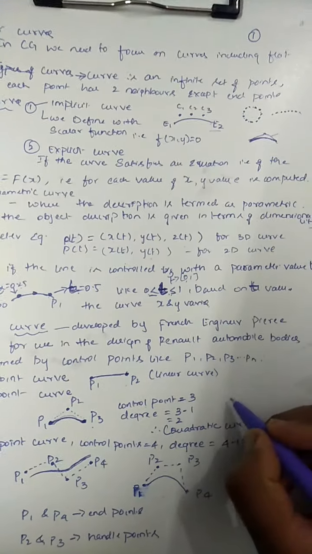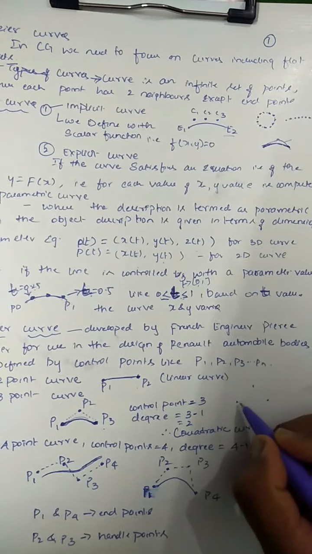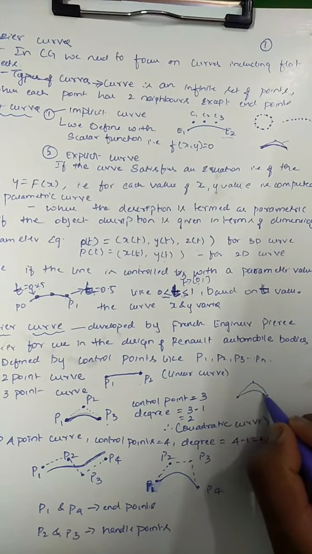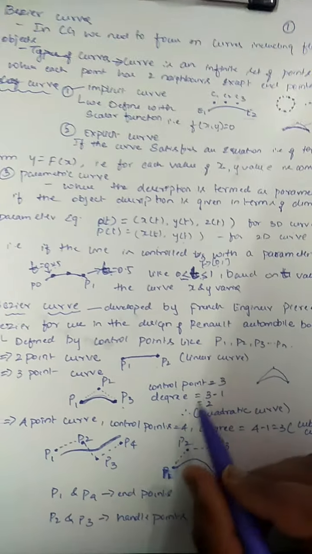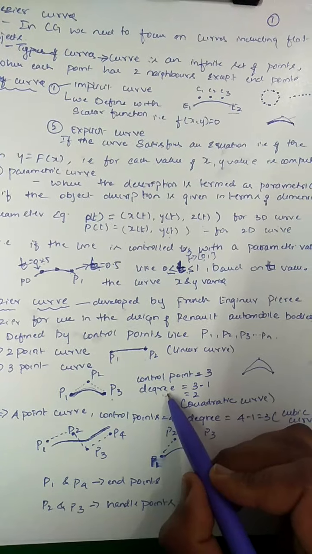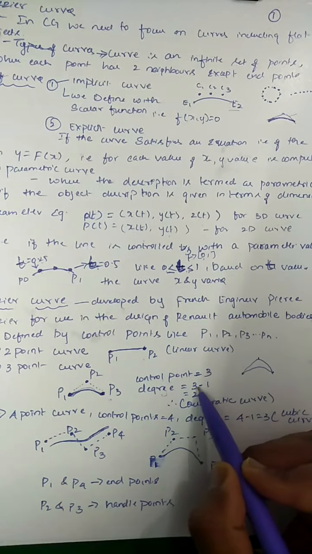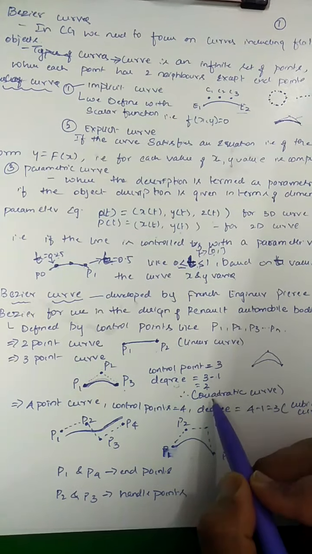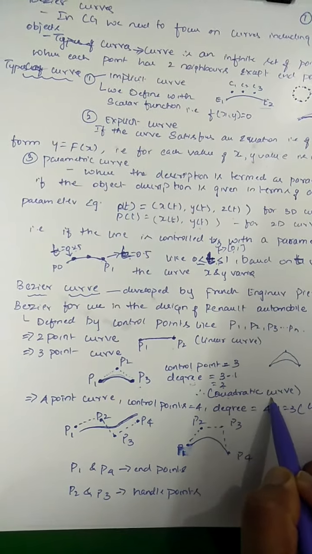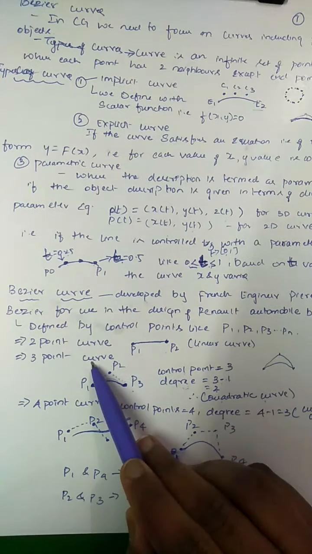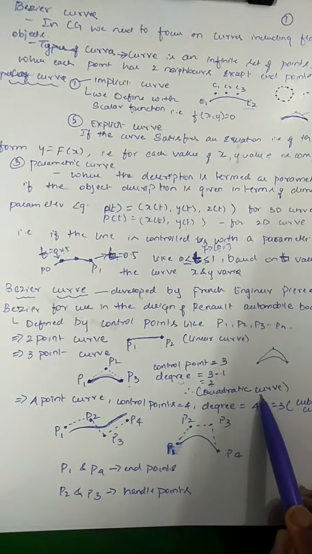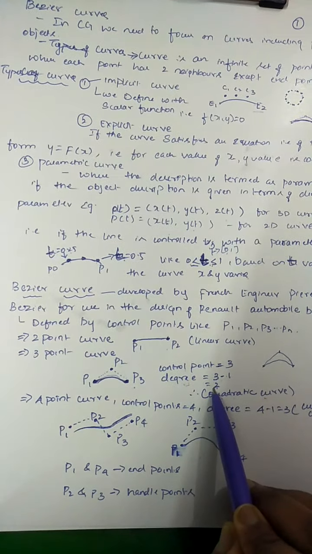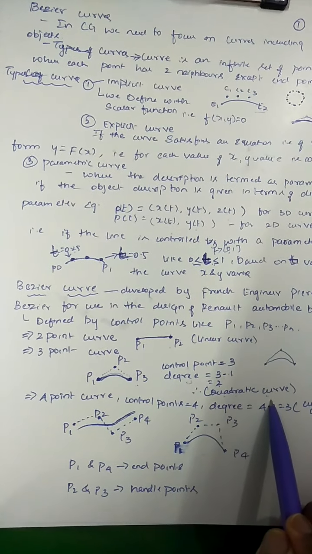We need not connect this always while drawing a curve. I can draw a curve even like this. So that is one of the property of the curve. The degree of the curve will be always the control points minus 1, that is 3 minus 1 equal to 2. If the degree of a curve is 2, we call that a quadratic curve. So a 3-point curve has 3 control points and the degree will be 2, that is 3 minus 1. So we get a quadratic curve.